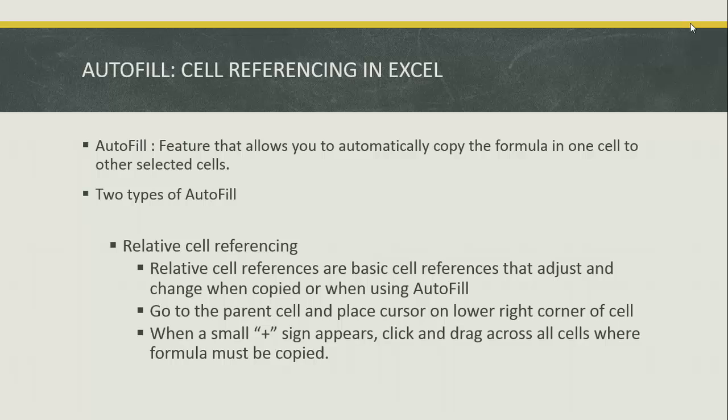The first type is relative cell referencing, which means that basic cell references will adjust and change when copied or when using autofill. To do this, go to the parent cell and place the cursor on the lower right-hand corner of the cell. When a small plus sign appears, click and drag across all cells where the formula must be copied. Let's see an example.